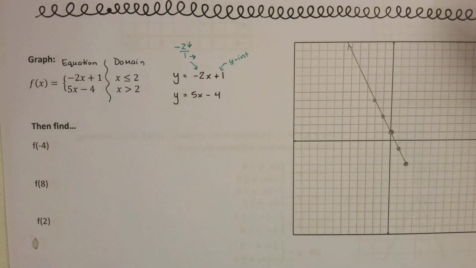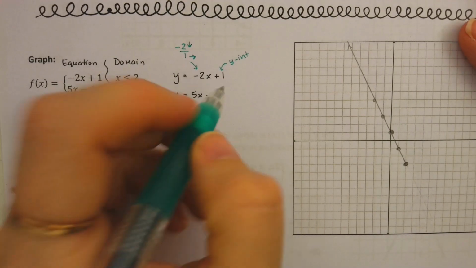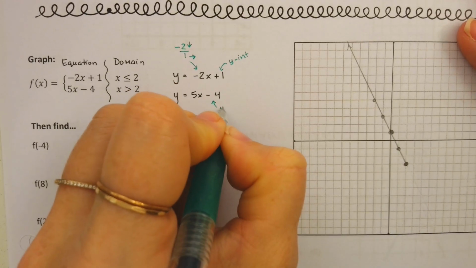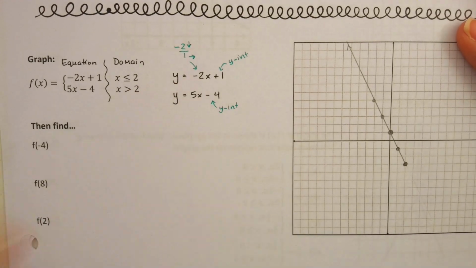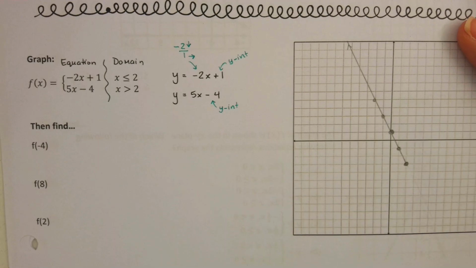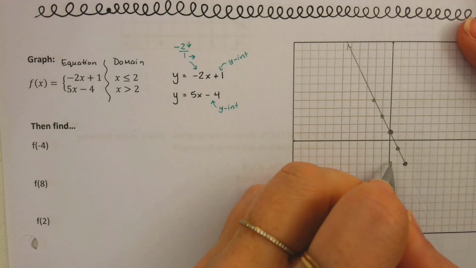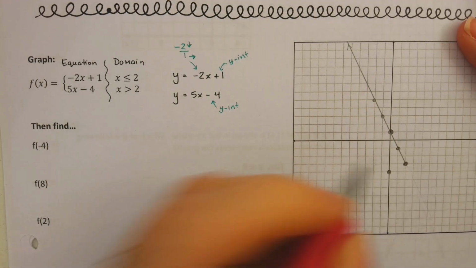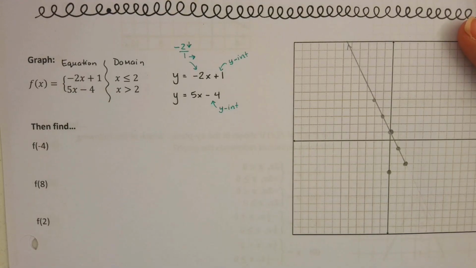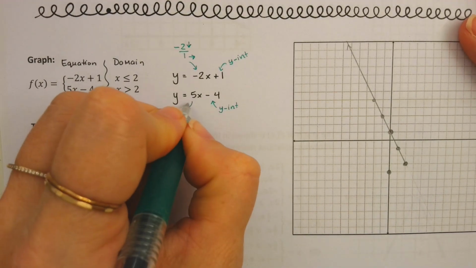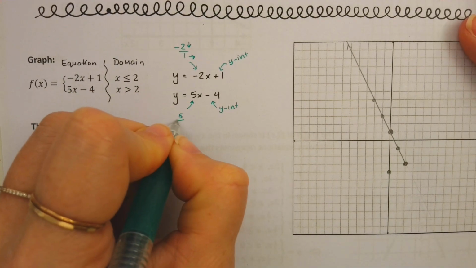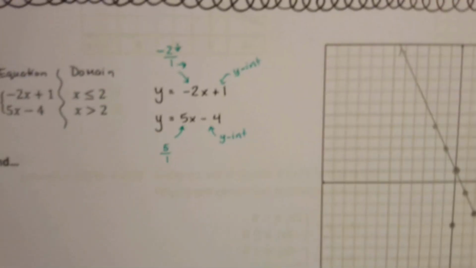Same thing for the second one. I'm going to go through and figure out what all I'm graphing. What's its y-intercept? -4. Okay, I'm going to plot that first. -4, 1, 2, 3, 4. Okay, and then its slope is 5, which remember, anytime you have a whole number, put it over 1. And then I'm going to count which way and which way for 5 over 1.